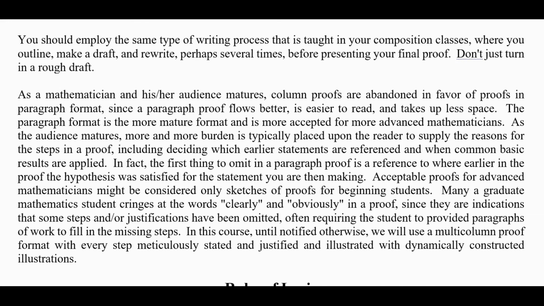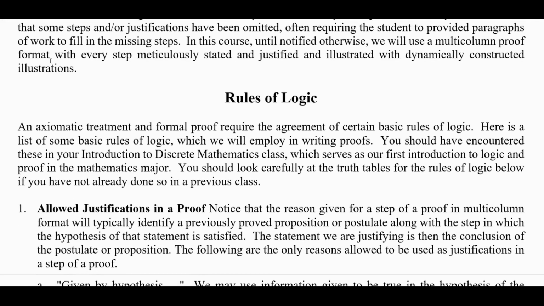Acceptable proofs for advanced mathematicians might only be considered sketches of proofs for beginning students. Many a graduate mathematics student cringes at the words "clearly" and "obviously" in a proof, since they are indications that some steps and/or justifications have been omitted, often requiring the student to provide paragraphs of work to fill in the missing steps. In this course, until notified otherwise, we will use a multi-column proof format with every step meticulously stated and justified and illustrated with dynamically constructed illustrations.